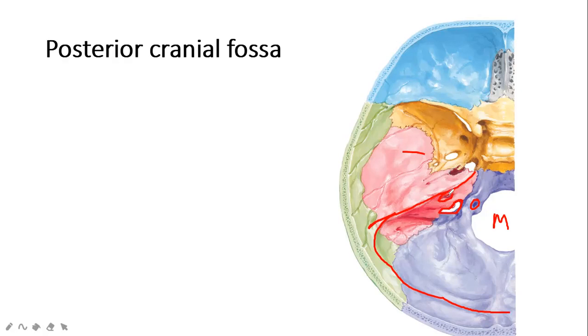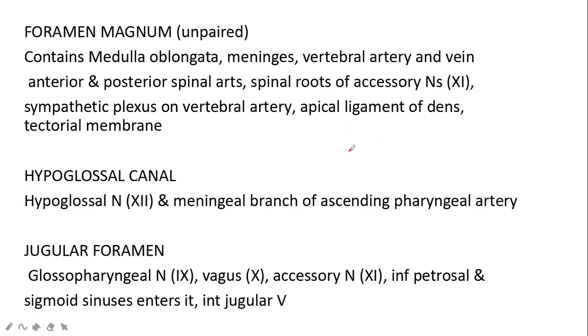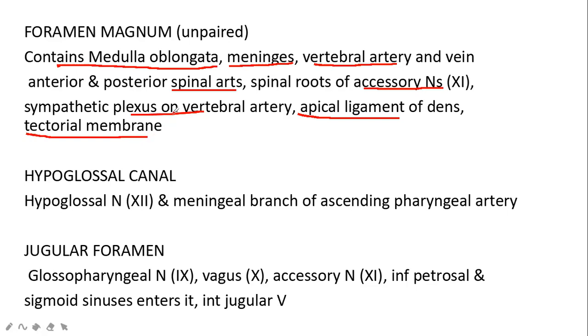Internal acoustic meatus. So let's see, through the foramen magnum, we have the medulla oblongata, or some may say the junction between the medulla and the spinal cord, and you have the coverings, the meninges, the vertebral artery and vein, anterior and posterior spinal arteries, the roots of the accessory nerve, cranial nerve number 11, the sympathetic plexus on the vertebral artery, the apical ligament of the dens, and the tectorial membrane. Those are the main things.